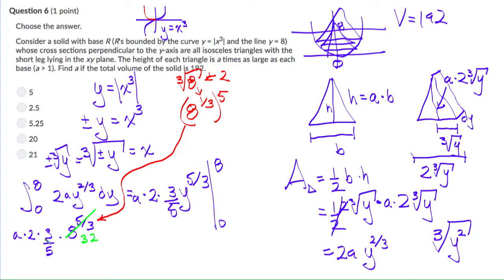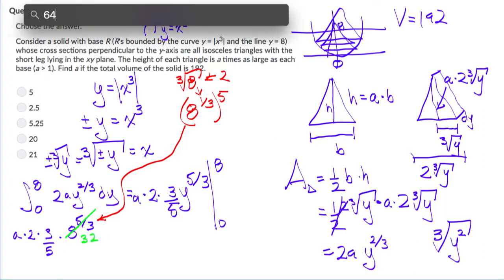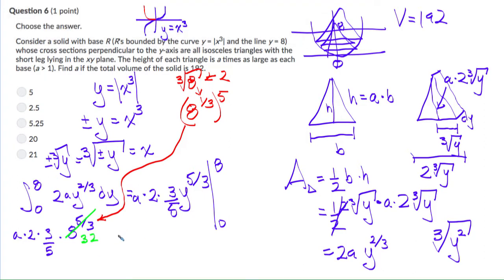All right, so 32 times 2 times 3 divided by 5. So it's going to be 32 times 2 is 64. 64 times 3 is 192. So this is going to be equal to 192 divided by 5, and we still have that a. Again, that is equal to our volume, which is 192. And solve for a. So to solve for a, I need to multiply by 5 and divide by 192. So a is equal to 5. Correct answer is A.